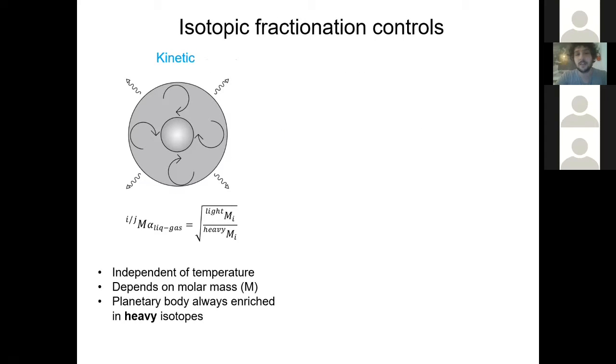So in order to say something a little bit more about this volatile loss, we can use isotopes to try and quantify the conditions under which this occurred. Now, isotopic fractionation during volatile loss can take two end-member forms. The one end-member is the kinetic isotopic fractionation case, in which the fractionation factor of two isotopes i and j of element M between the liquid and the gas depends essentially on the inverse square root of the masses of the gases that evaporate. And so this is easily predictable. It's independent of temperature and only depends on the mass of the gas species that is evaporated. Importantly, because the light isotope always moves faster than the heavy isotope, this means that the residual planet, or in this case the Moon, always becomes enriched in the heavy isotopes.